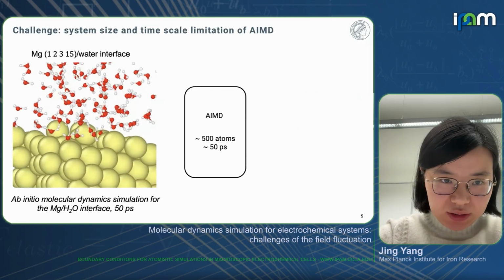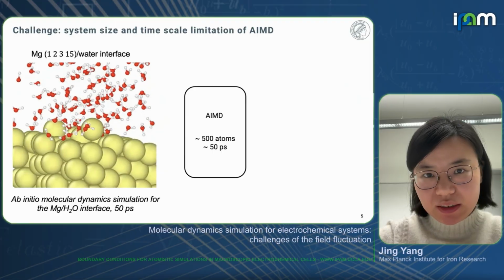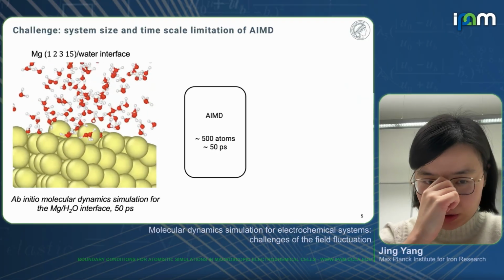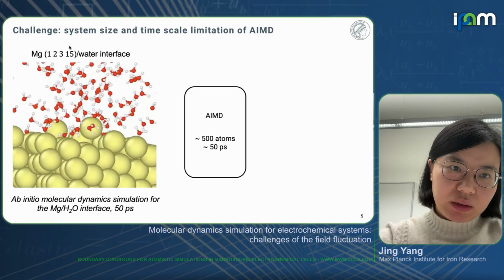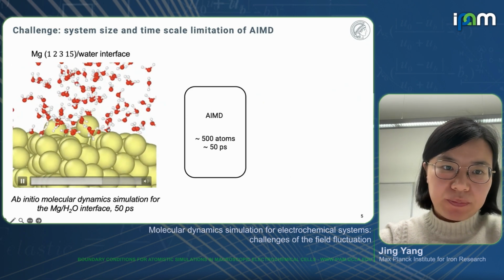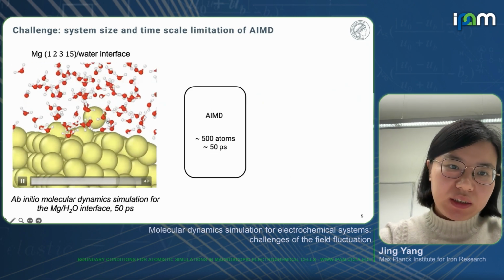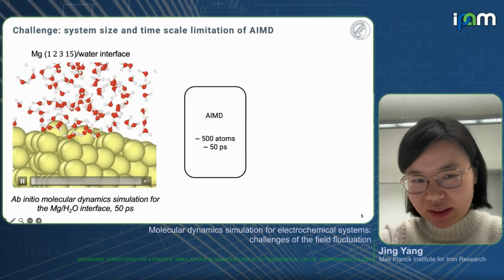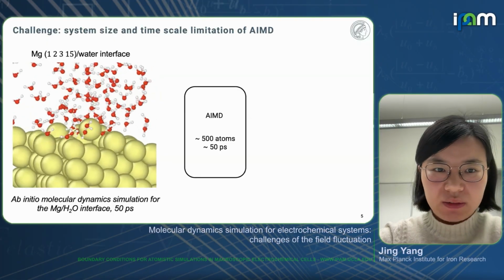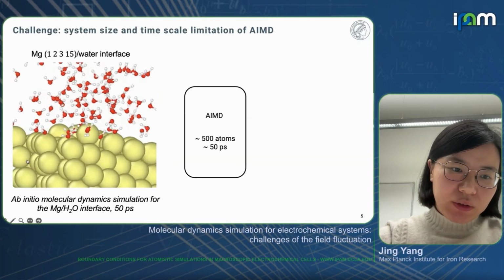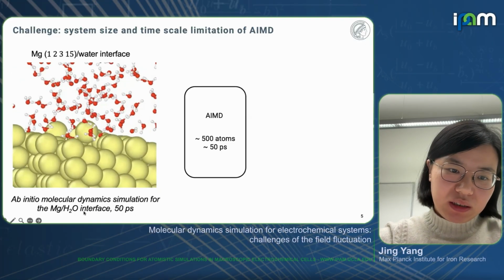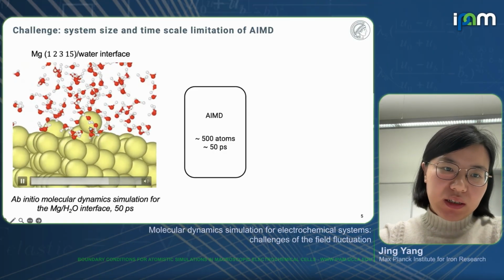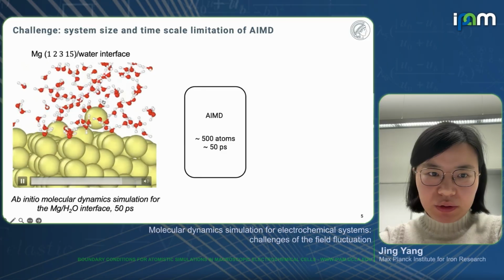And then there is always the challenge of the system size and timescale limitation of AIMD, as has also been covered a lot already in this workshop. I just show one example here where we try to study magnesium dissolution on this vicinal magnesium surface where we have this kink atom. We chose this kink surface because in principle, it should make the dissolution event happen faster. We performed the AIMD simulation on this interface for 50 picoseconds, as you can see from this animation. Indeed, this kink atom will go out quite a bit.